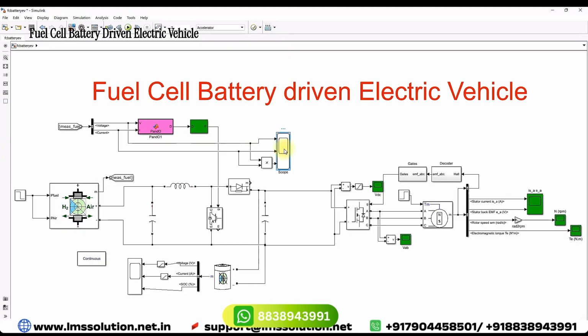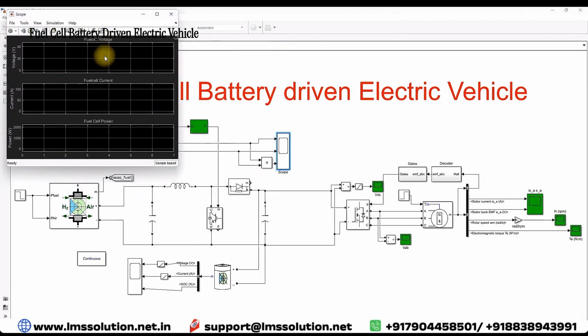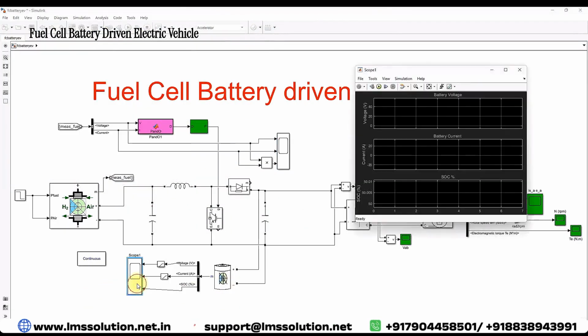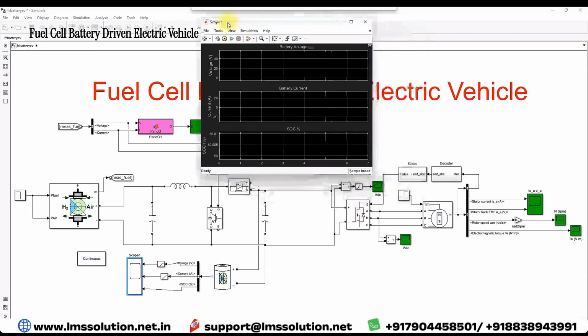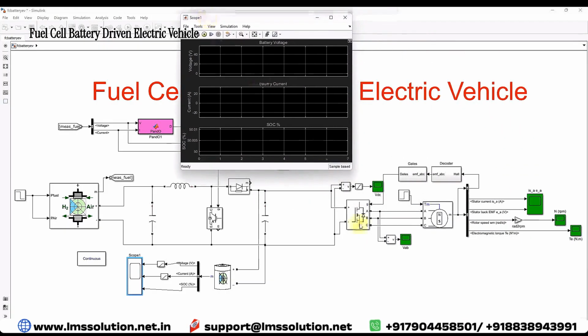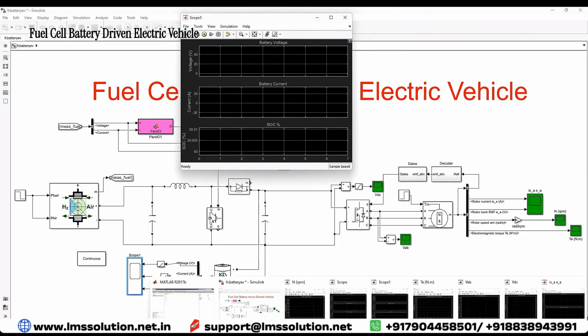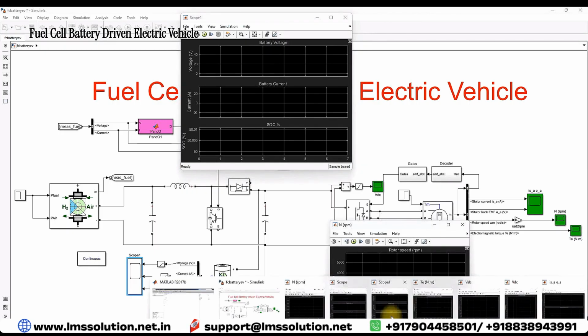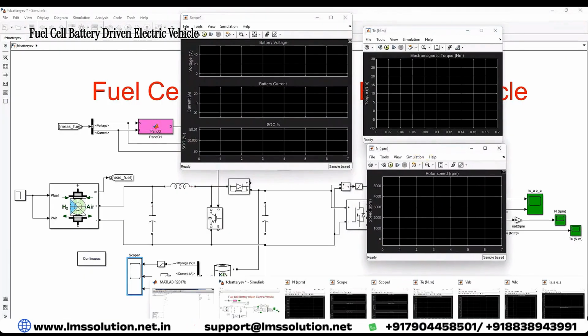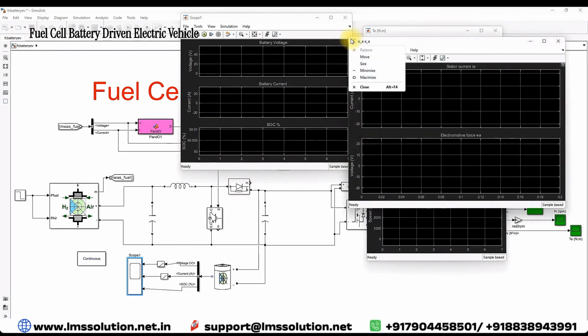Here you can measure the fuel cell voltage, current and power, and here you can measure the battery voltage, current and SOC of the battery. Here you can measure the speed, and here you can measure the torque, and also you can measure the back EMF and the stator current of the BLDC motor.